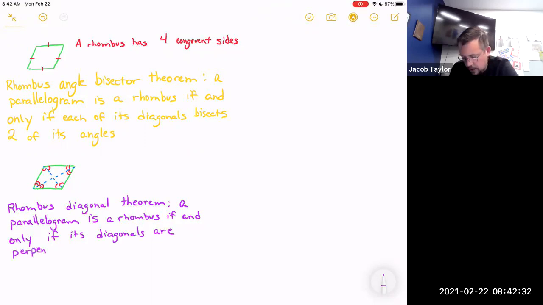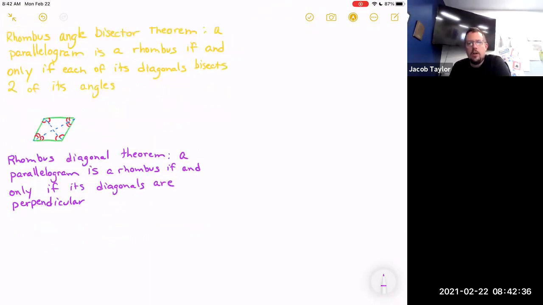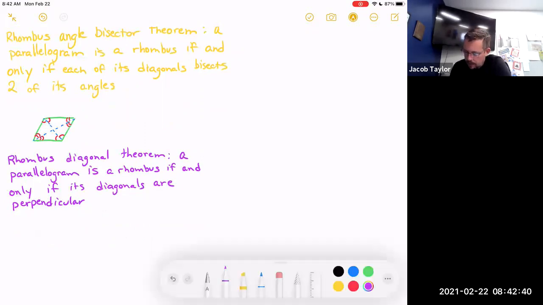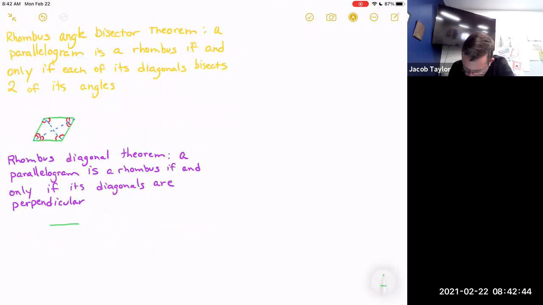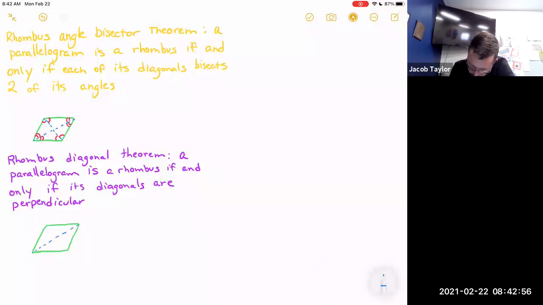It's important to note that unlike the rectangle, the diagonals in a rhombus are not congruent with one another. In a rectangle, the diagonals were congruent. In a rhombus, they don't have to be. But they are perpendicular.